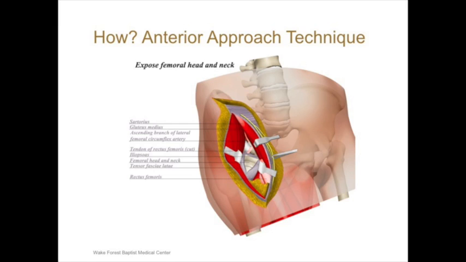So we'll go stepwise through how we do this procedure. This is just an overall picture of what the hip looks like from an anterior approach, and that's a larger incision than we typically do. But you can see the muscles that are separated, and you can actually see down to the hip joint too.